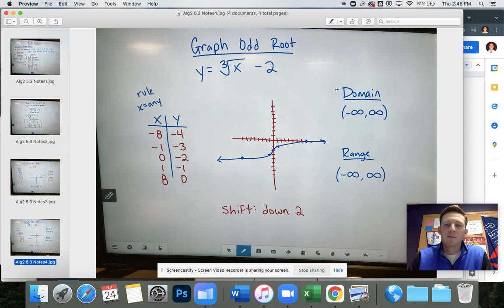The nice part about these cube roots is that the domain and range is always going to be the same, negative infinity to positive infinity, because it'll go left forever and right forever and down forever and up forever.